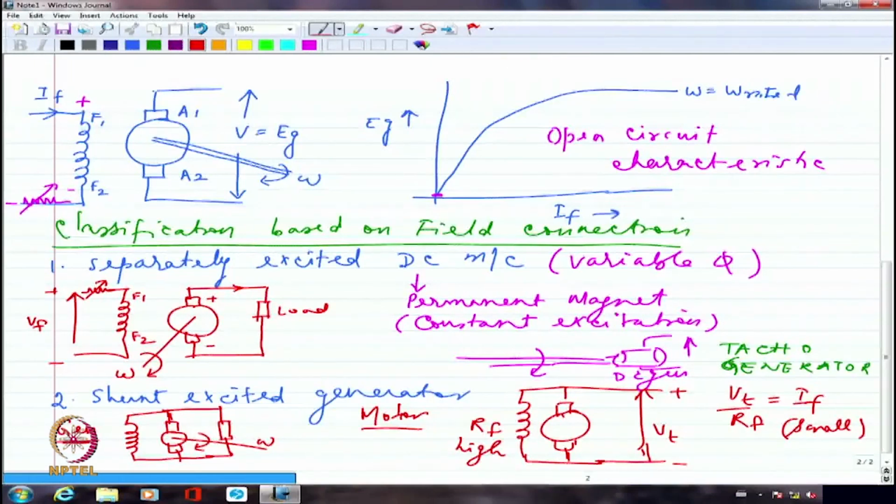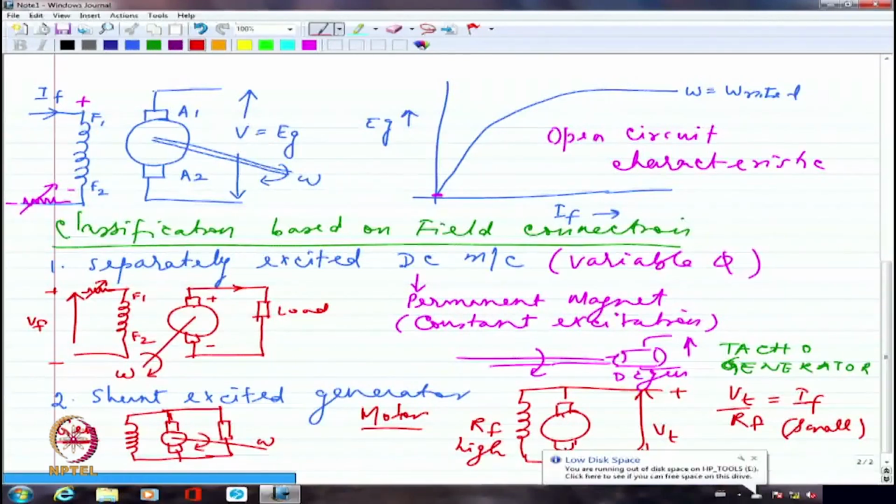In the first case, separately excited, they are electrically isolated. In this particular case, they will be electrically connected, but they are in parallel. But please understand that the field winding comes out separately. The armature winding comes out with the brush connection. So external to the machine, I will connect them in shunt, not inside the machine.